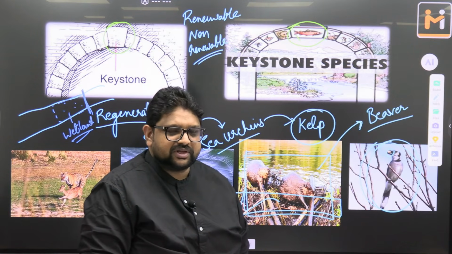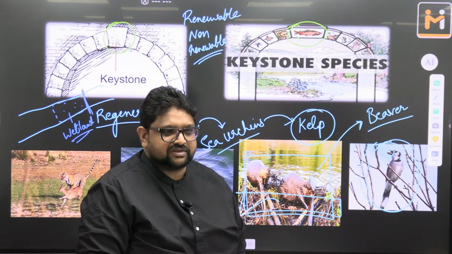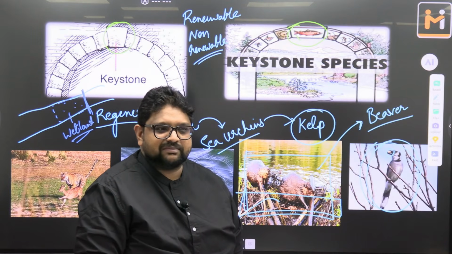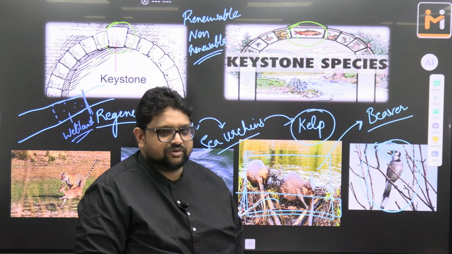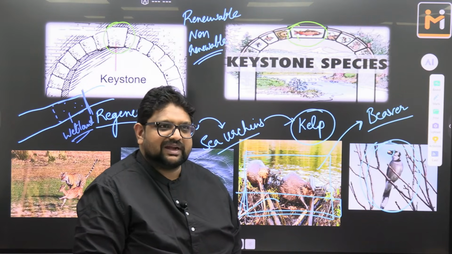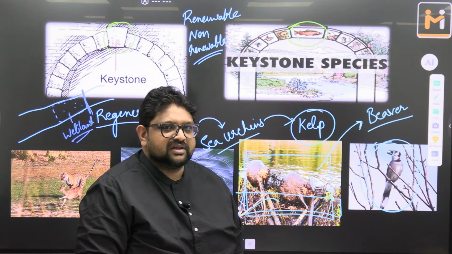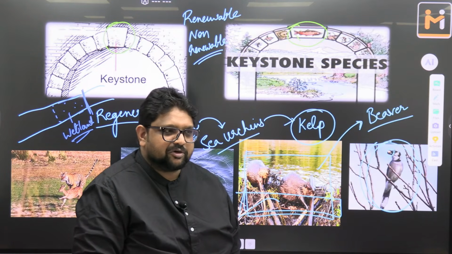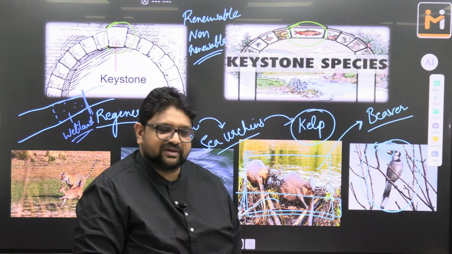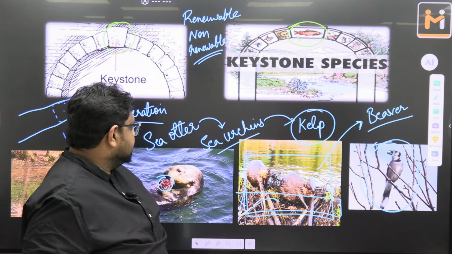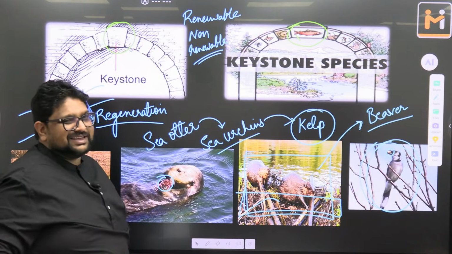If you remove the beaver from the ecosystem, there is no one to construct the dam, so no wetlands, and the entire wetland ecosystem which was supposed to be there will collapse. It will not just construct. When damage happens, it keeps on repairing, keeps on rebuilding. Okay, so that is the thing. This is called a keystone species.